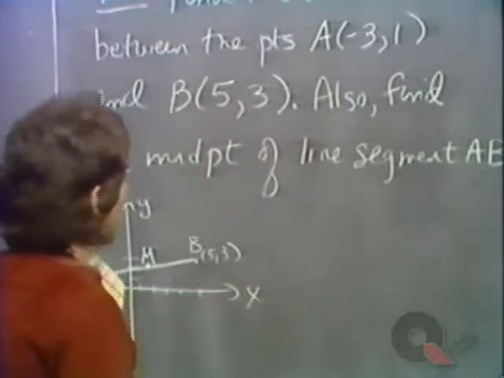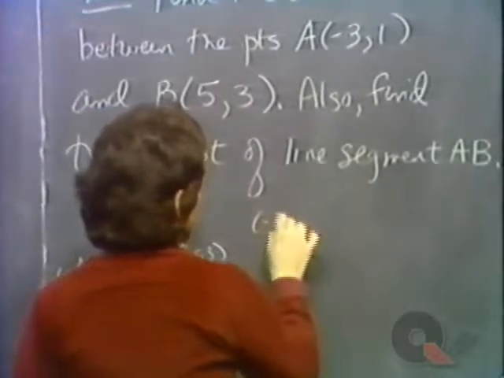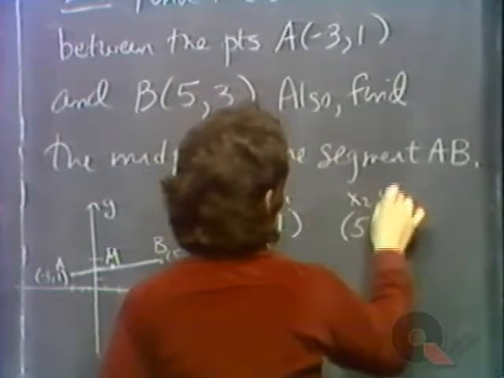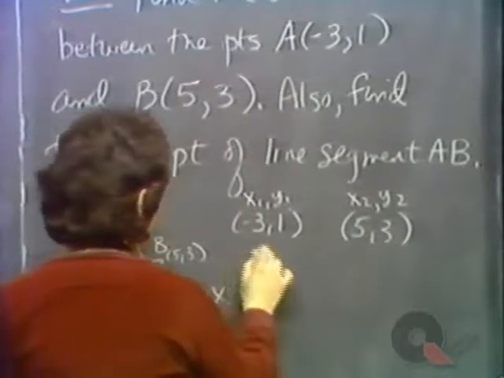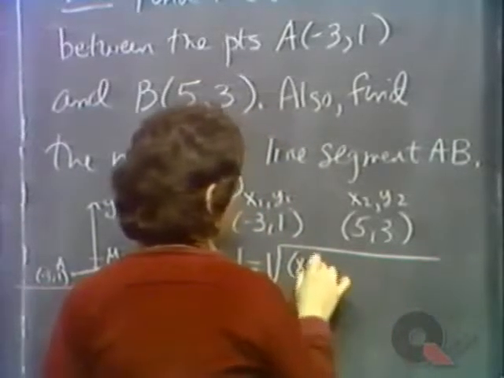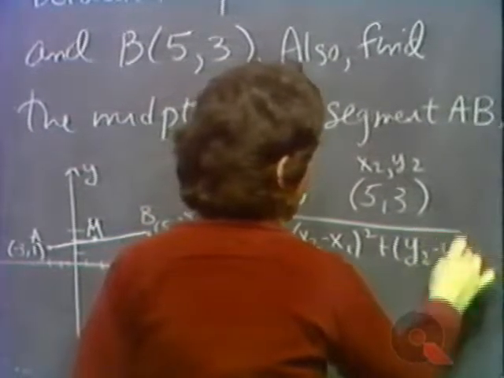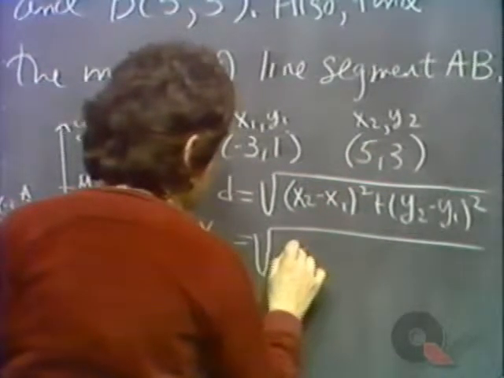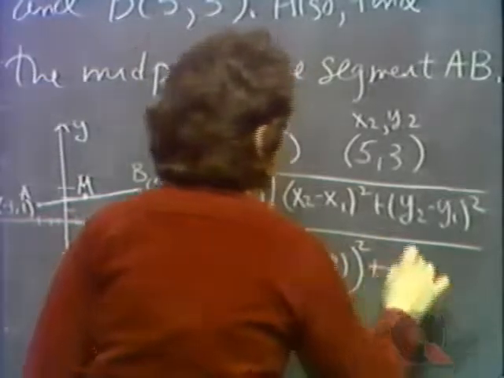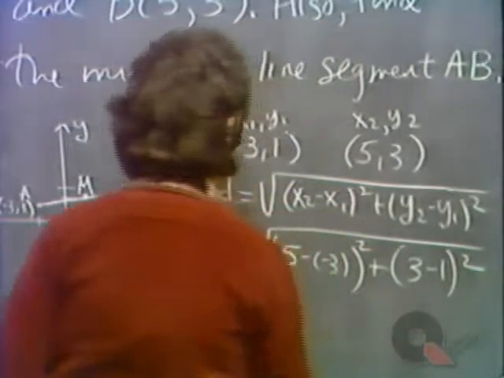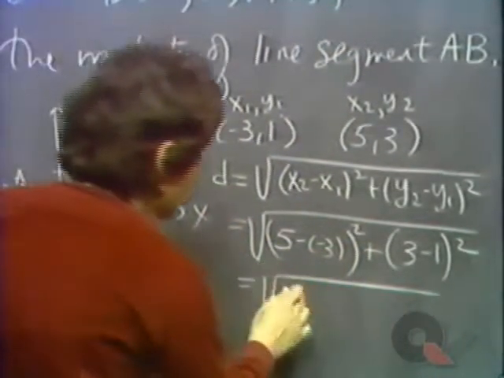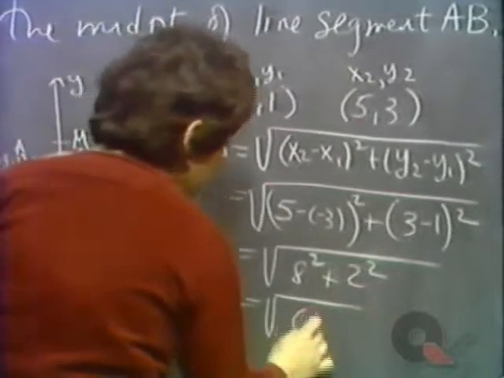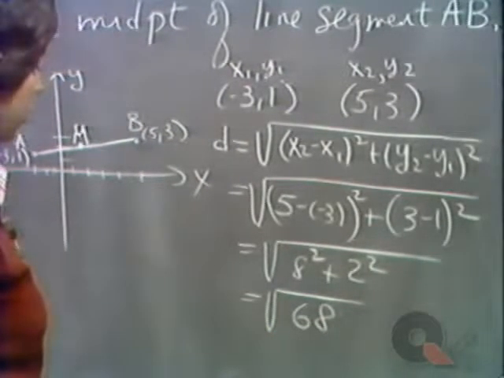Okay, it doesn't matter which one you call x1, y1, and which one you call x2, y2. If you say -3, 1 is going to represent x1, y1, and 5, 3 is going to represent x2, y2, then the distance between A and B is the square root of x2 minus x1 squared plus y2 minus y1 squared, the square root of x2 minus x1 squared, that's 5 minus a -3 squared plus 3 minus 1 squared, the square root of 5 minus a -3, that's 8 squared, plus 3 minus 1, that's 2 squared, the square root of 64 plus 4, the square root of 68, which can be simplified a little.